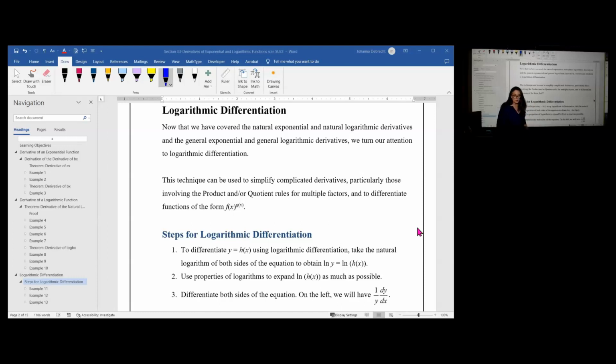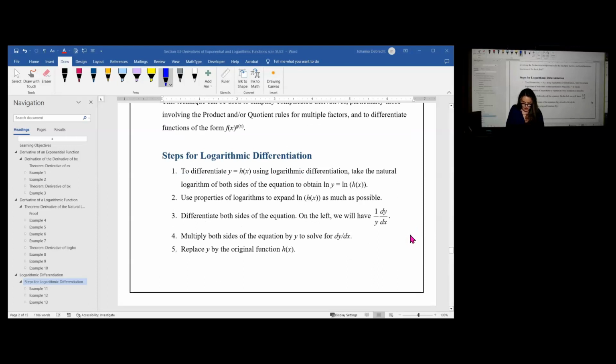To do logarithmic differentiation, we want to follow the following steps. First, we're going to write it as y equal to some function. And we're going to take the natural logarithm of both sides of the equation. We choose natural log because it has the simplest derivative. The natural log of e is 1. So we just get 1 over u du dx. This allows us to write the natural log of y equals the natural log of h of x.